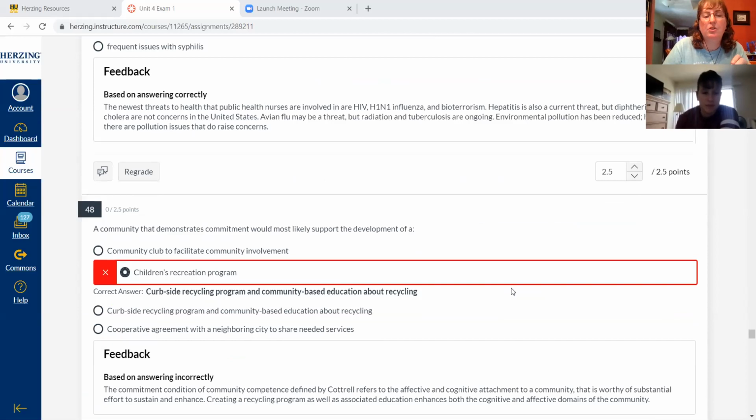Okay, a community that demonstrates commitment would most likely support the development of. It was between both of these. So when you have commitment, you're going to start some type of program to make things better in the community, right? Commitment, condition of community competence. Let's see, what does it say? Creating a recycling program as well as associated education enhances both the cognitive and affective domains of the community. So they're looking at two different things that you're doing at the same time.